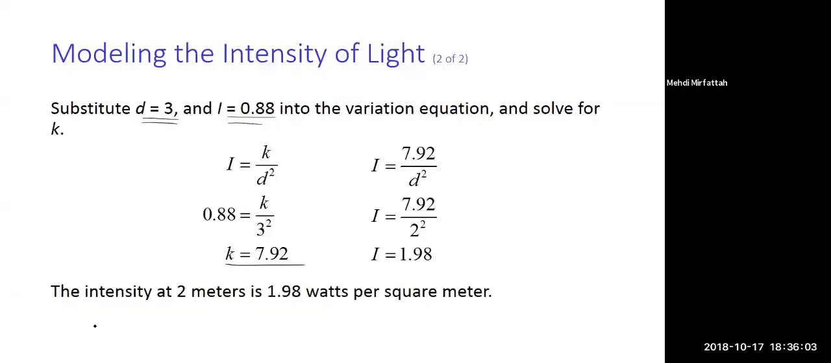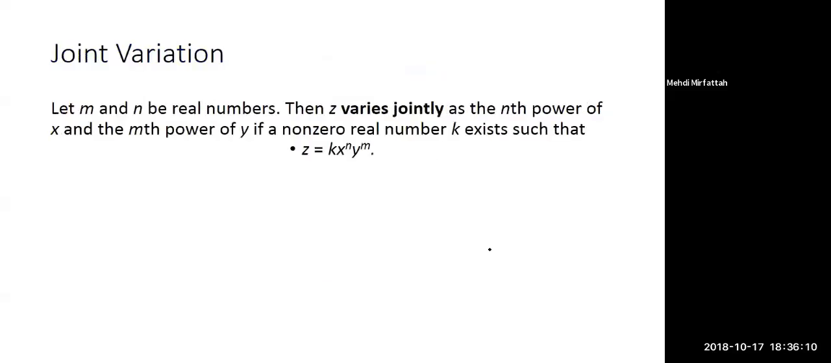So the intensity at 2 meters is 1.98 watts per square meter. Let's take a look at this example here.